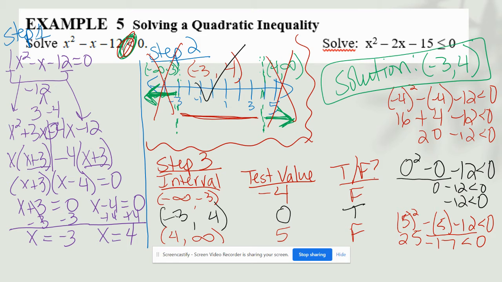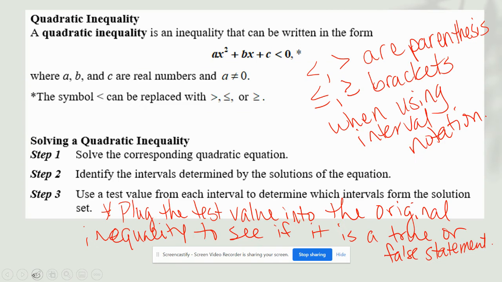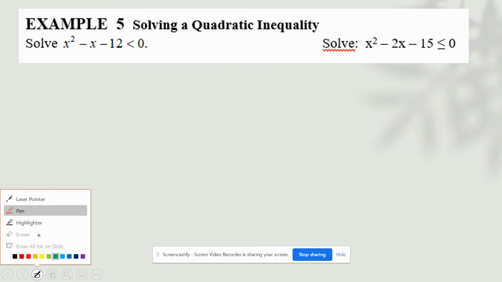These take up lots of space, so don't be surprised if it takes you a couple sheets of paper to work on these. All right, let's try the next one.